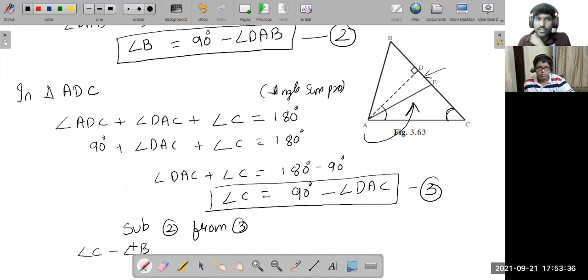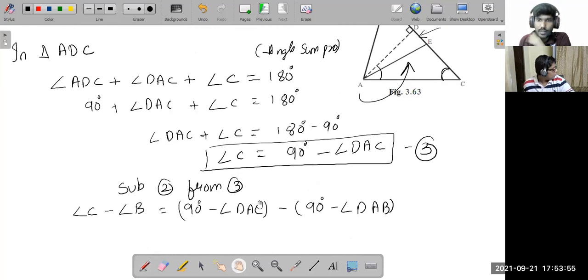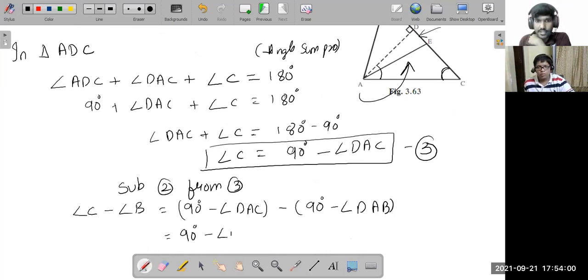So when you're doing the subtraction, subtract left hand side with left hand side, right hand side with right hand side. So this would be 90 degree minus angle DAC minus 90 degree minus angle DAB. Open up the bracket here. So this is 90 degree minus angle DAC minus 90 degree plus angle DAB.